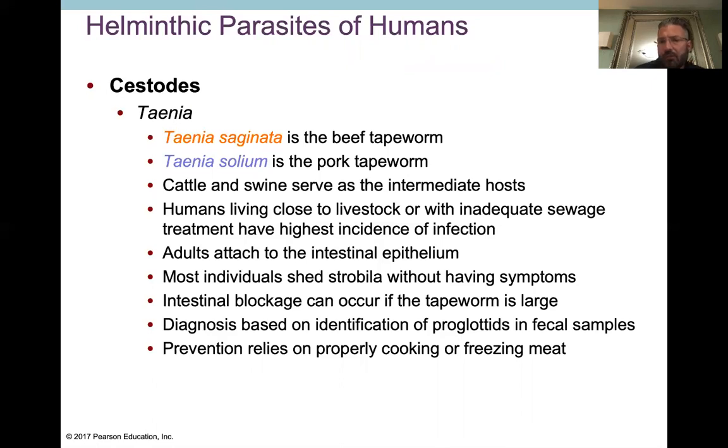Intestinal blockage can occur if the tapeworm is very, very large. If it's coiled up in there, it can cause a blockage. So you'd notice you wouldn't be able to eat, or you'd be throwing up. You'd have to go in and have it removed if it's impacted. Diagnosis is based on identification of the proglottids or the strobila in the fecal samples. Prevention relies on properly cooking or freezing meat. You could freeze meat for a long period of time, like pork chops or whatever.